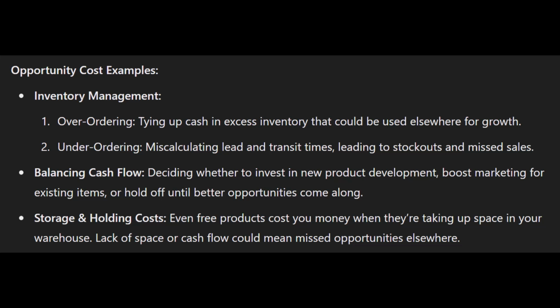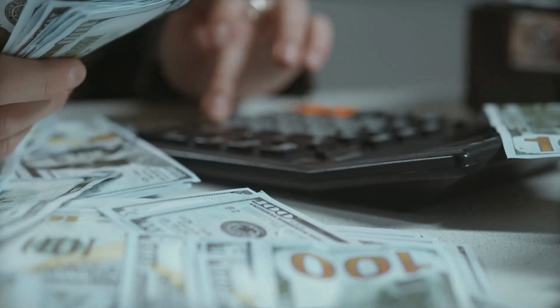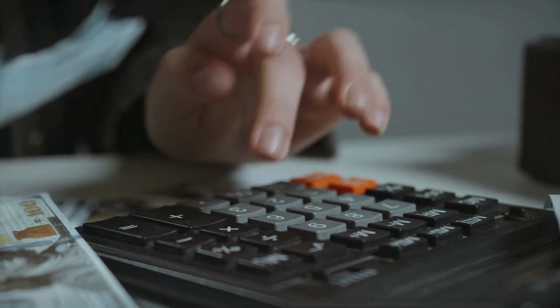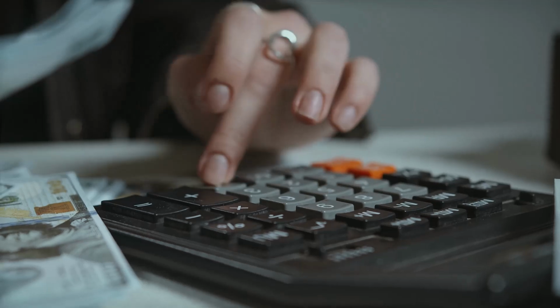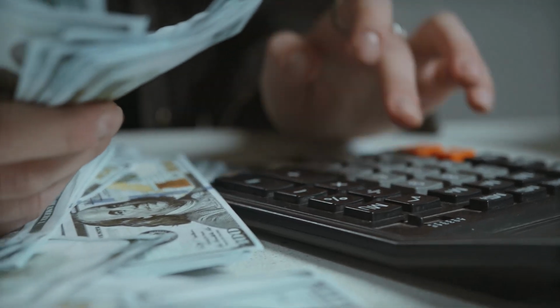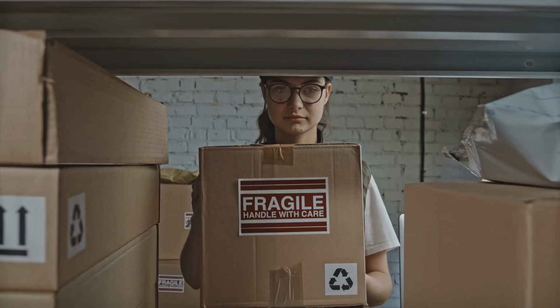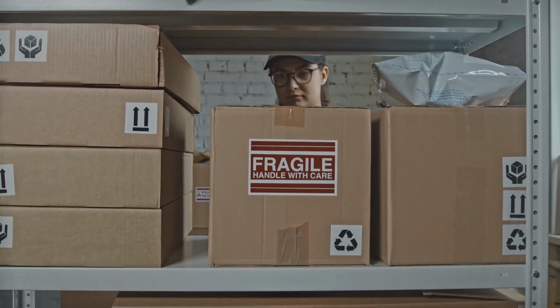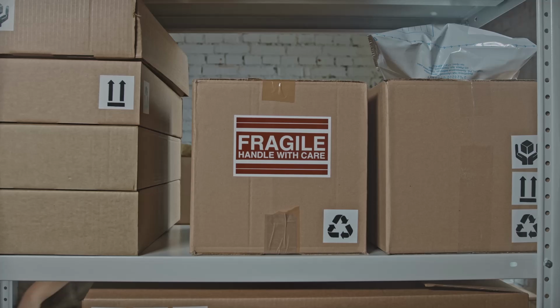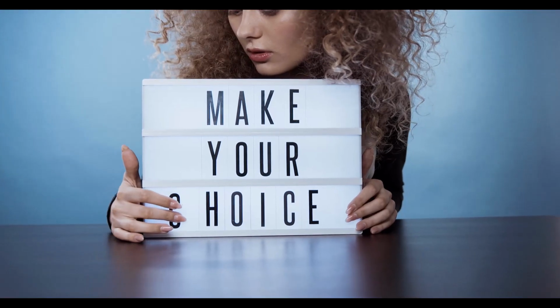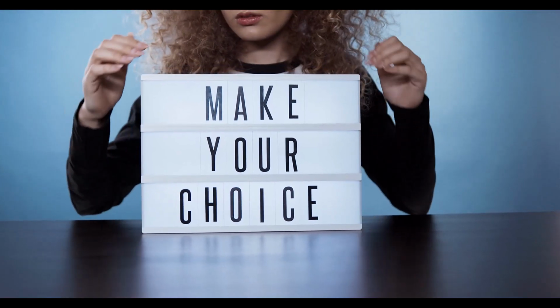Opportunity cost examples. Inventory management. 1. Over-ordering, tying up cash in excess inventory that could be used elsewhere for growth. 2. Under-ordering, miscalculating lead and transit times leading to stockouts and missed sales. Balancing cash flow, deciding whether to invest in new product development, boost marketing for existing items, or hold off until better opportunities come along. Storage and holding costs. Even free products cost you money when they're taking up space in your warehouse. Lack of space or cash flow could mean missed opportunities elsewhere.